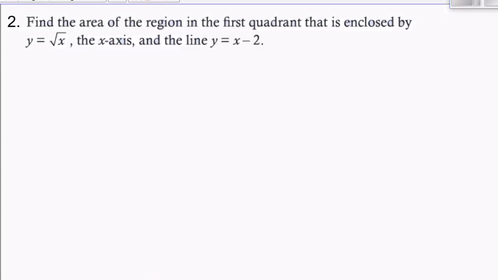I'm now going to work out number 2. Find the area of the region in the first quadrant that's enclosed by y equals the square root of x, the x-axis, and the line y equals x minus 2. So we need to sketch this first.